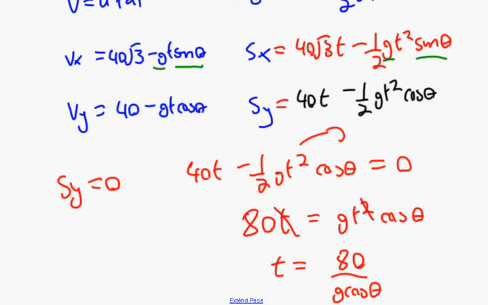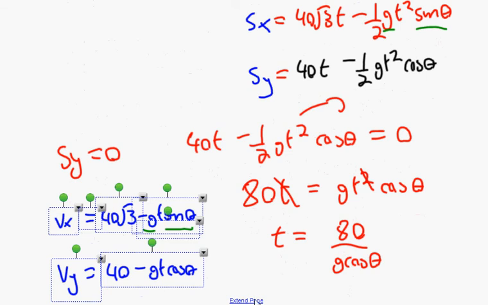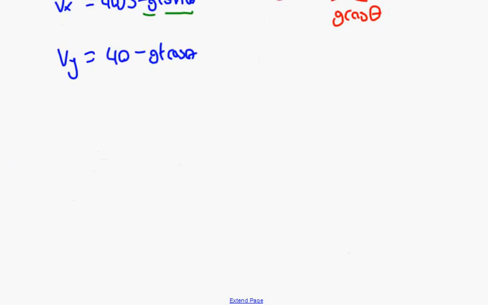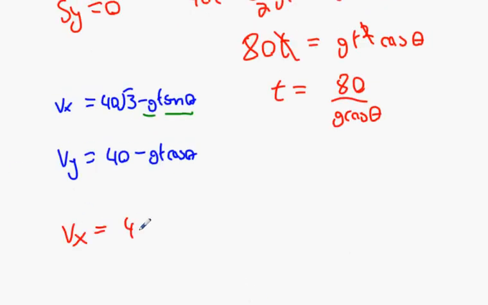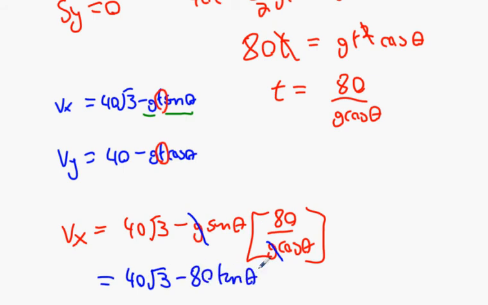Next, I'm going to plug this value into the phi x and phi y equations that I'm bringing down now. So what we're going to do is we're going to put them in here. So get ready for some trigonometry. So what we're going to get is phi x at time of flight is 40 root 3 minus g sine theta multiplied by the time of flight. I'm just isolating the t's. And I'm going to replace that with 80 over g cos theta. The g's cancel. And I'm going to have sine theta over cos theta, which will turn into what? Sine theta over cos theta, anybody? 80 tan theta? Everybody alright with that?